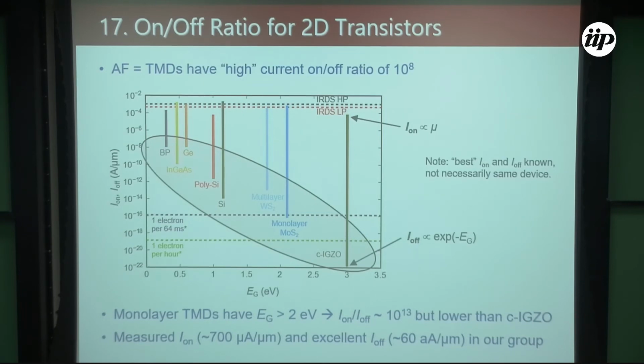Fantastic. But then, before I get too happy about that, my Japanese colleagues tell me, wait a second, actually IGZO, indium gallium zinc oxide, has an off-state current that is so low that it's almost impossible to measure, but they've measured it somehow, because it has a band gap of 3 eV. So if you want really low off-state current, you probably should be working on IGZO. The on-off ratio of MoS2 is better than 10 to the 8th, but it's worse than IGZO. It's a lot better than, obviously, some of these other materials.